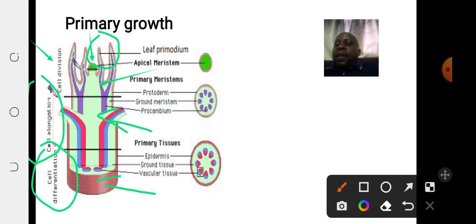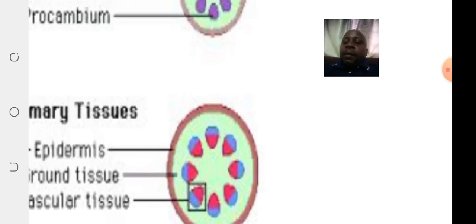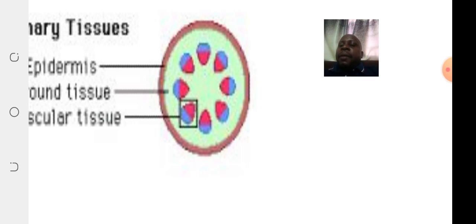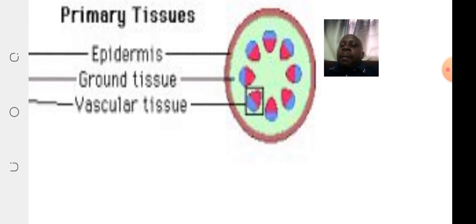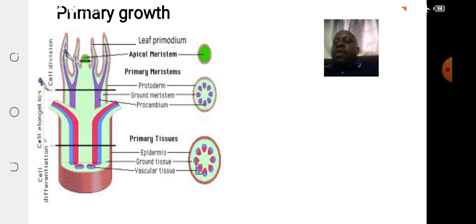Then what about the zone of cell differentiation? At the zone of cell differentiation, the cells usually differentiate into permanent tissues. That is, they form tissues. Let's say, for example, these ones here. If you cut the stem at that particular point, you're able to see that we have some permanent tissues, like the vascular tissues, the cortex, epidermis, the pith, the vascular bundles, etc. So these tissues usually are formed at the zone of cell differentiation.